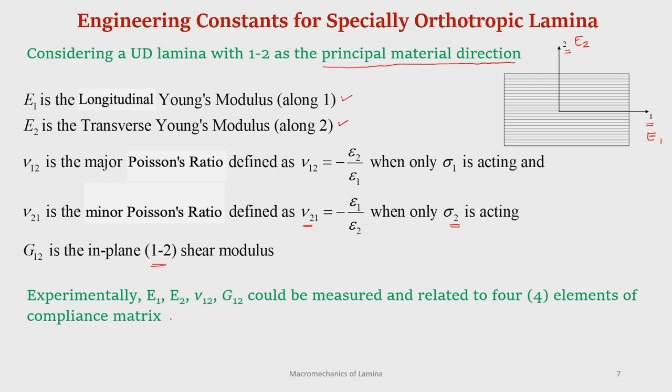Experimentally, suppose we load a unidirectional lamina in the direction of the fiber, the longitudinal direction, and look at the stress strain curve, we can find out what is E1. Similarly, if we load in the other direction, we can find out what is E2. And from either of these, we can find out nu 12 and nu 21. So, experimentally, this could be measured and related to the four elements of the compliance matrix.